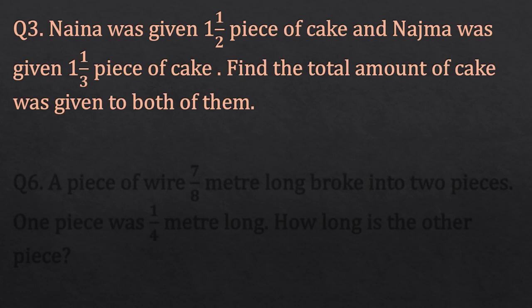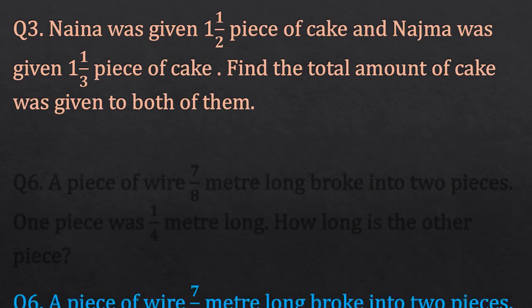Listen, cake given to Nana 1/2. Cake given to Najma 1/3. But see, these both the fractions are mixed fraction. So we will convert them into improper. Okay. And cake given to both of them, we will add them. We will add them after converting into equivalent like fractions by taking the LCM of the denominator as they are unlike fractions. Okay.